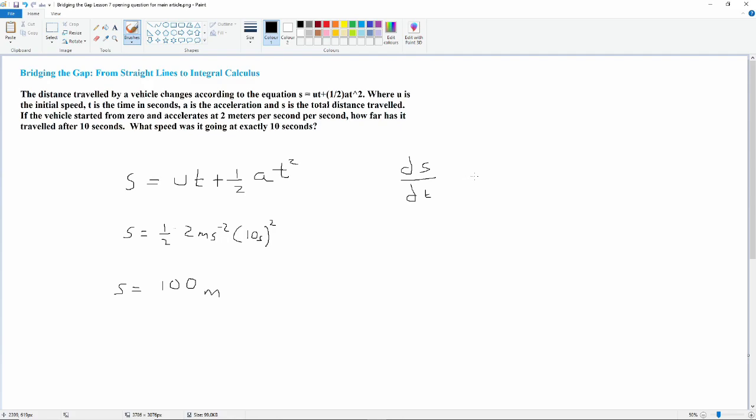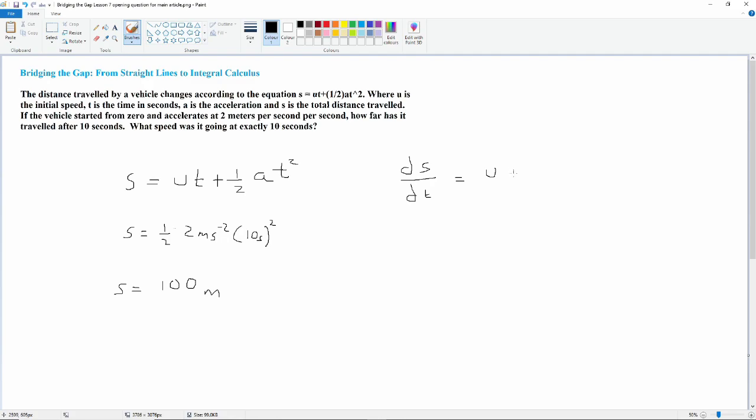And we know what s is. It's ut plus a half at squared. So we're looking for the derivative of ut plus a half at squared with respect to t. So the derivative of ut with respect to t is just u. And if that's not obvious, you can think that the t is t raised to the power 1. So 1 times u is u, multiplied by t raised to the power 1 minus 1. Well, 1 minus 1 is 0, so t to the power 0 is 1, so u times 1 is u.